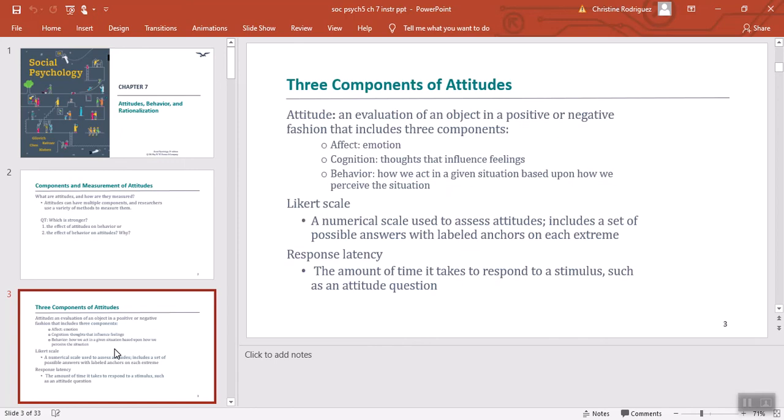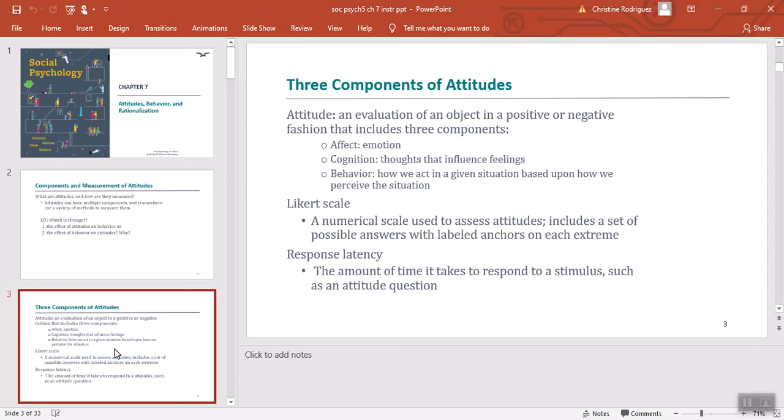And so one is affect, or how we feel about an object or a social environment or a person. Another is cognition. How do we think about that social environment or that object or that person? And then third is behavior. So what do we do? How do we act after we perceive the situation?